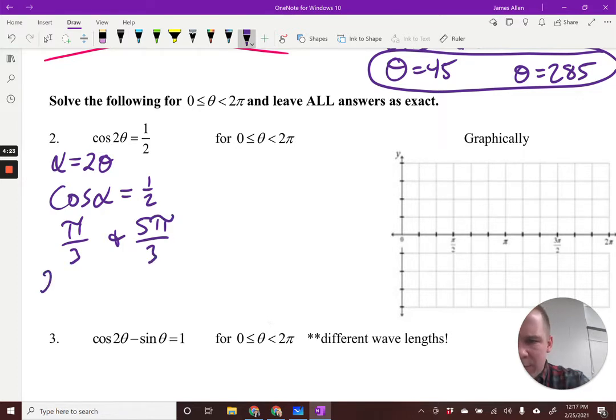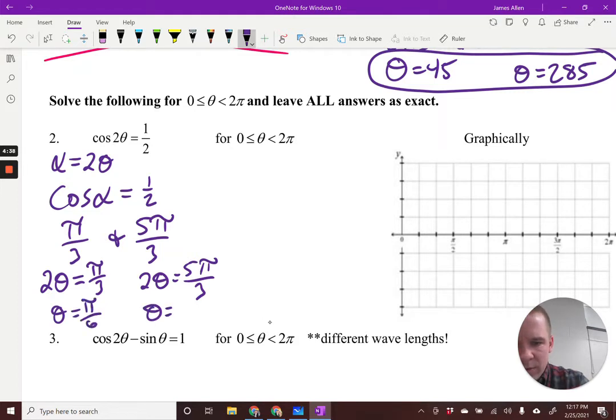So I end up getting that. But remember, that's what 2 theta is equal to, right? So 2 theta equals pi over 3, and 2 theta equals 5 pi over 3. So if I divide by 2, I end up getting theta equals pi over 6, and theta equals 5 pi over 6. So there's 2 solutions here.